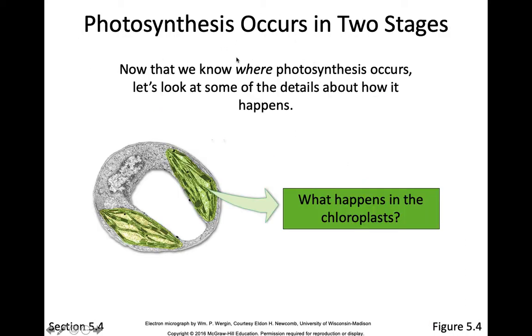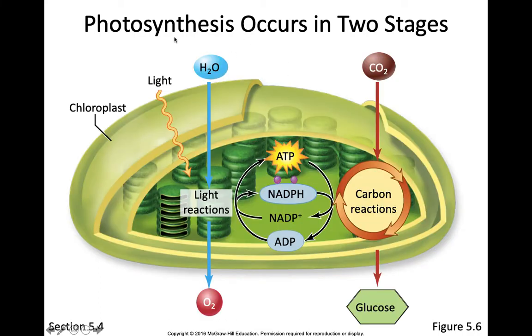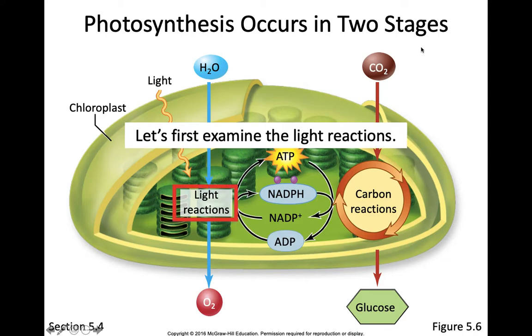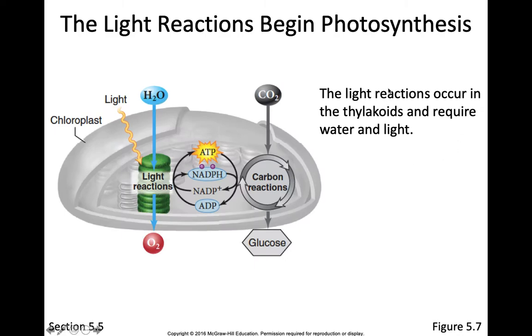So now let's go ahead and talk about how photosynthesis occurs. Photosynthesis occurs in two stages. You have the light reactions and the carbon reactions. So let's talk about the light reactions first. The light reactions are going to occur inside of the thylakoids, and they require water and light. You have to have light from the energy from the sun. It's going to strike the thylakoids and power the thylakoids to actually function. Water will come in, the hydrogen will be removed from it, and the O2, the oxygen, will be released. And that's essentially the process of the light reactions.